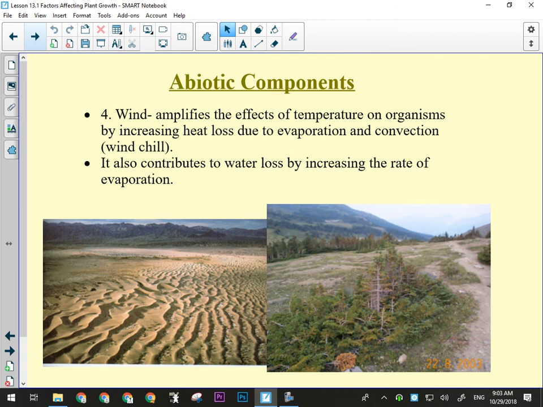Okay, wind. Here's one that people don't often think of, but wind is a major factor that affects plant growth. If you go down into southern Alberta, you see this. It's very evident in the shapes of trees. When you go down to southern Alberta, trees all grow to the east. Why?